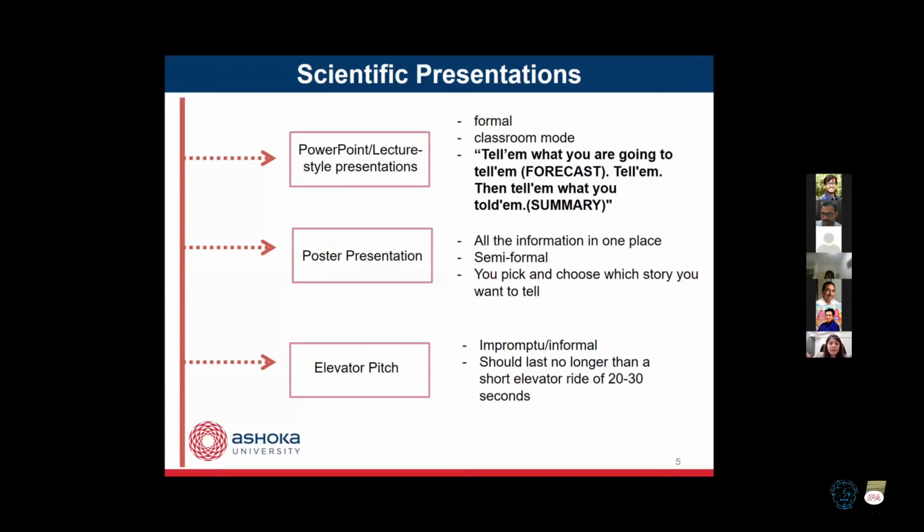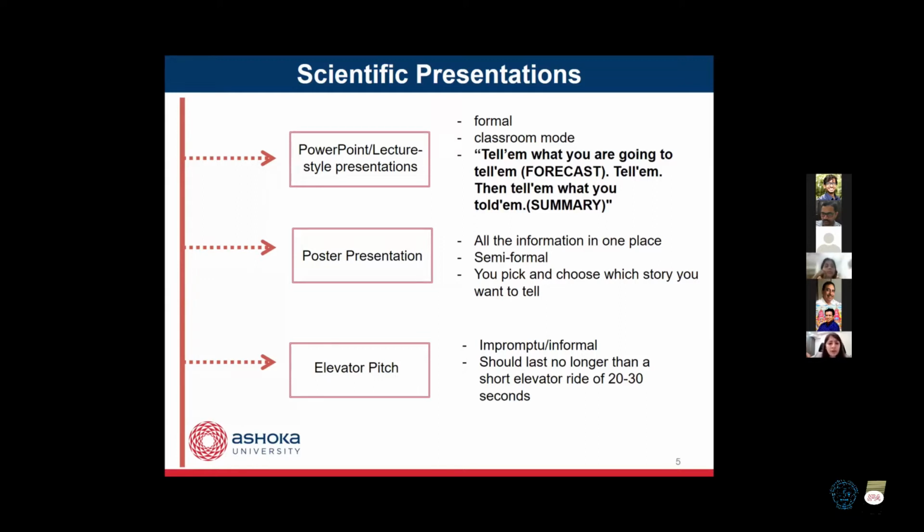Third is the elevator pitch. This is something that I was not aware of during my early graduation days, but it is very important. As the name suggests, this is an informal sort of introduction of yours that you will use to ignite an important person's interest, either in yourself or in your organization. So it should not go longer than a short elevator ride of 20 to 30 seconds.